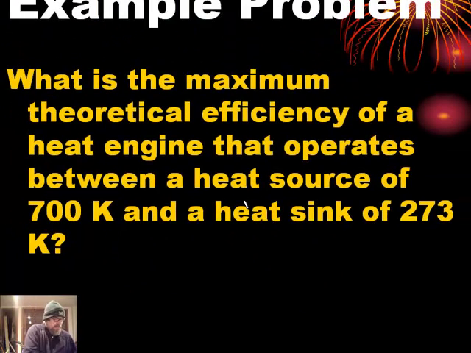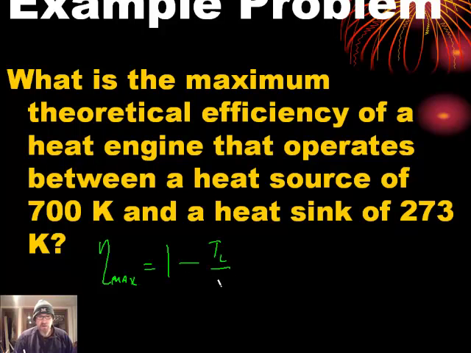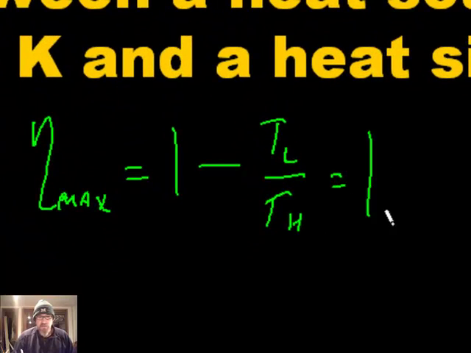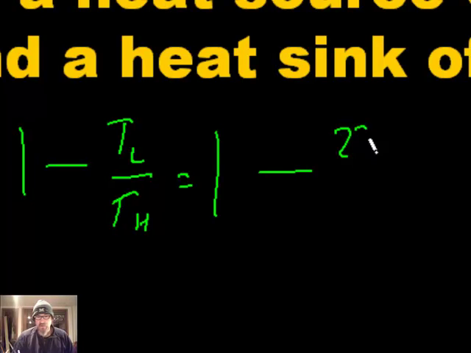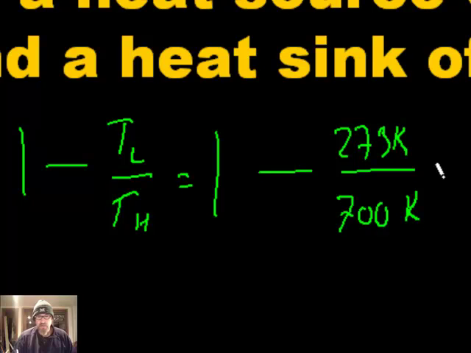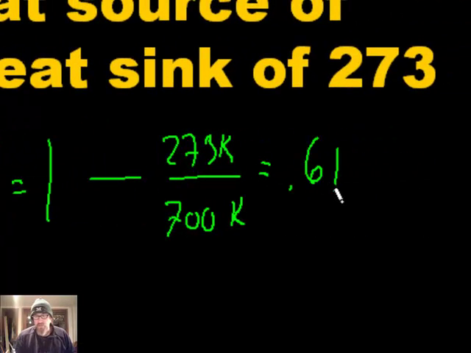Here's an example problem. What's the maximum theoretical efficiency of a heat engine that operates between a heat source at 700 kelvins and a heat sink of 273 kelvins? Well, the maximum efficiency is given by 1 minus T low over T hot. So that's 1 minus 273 kelvins over 700 kelvins. And that's equal to 0.61, or about 61% efficiency.